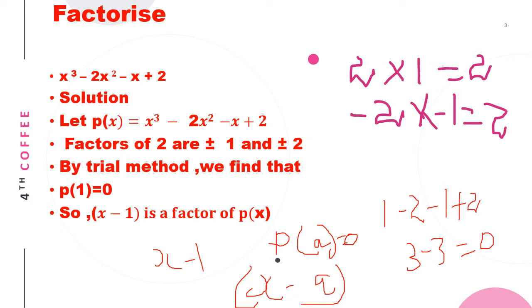So here p of 1 is 0, so we have to take x minus 1. Then only we will get x is equal to 1, which is p of 1. To get x is equal to 1, we have to put x minus 1 is equal to 0. This is the factor theorem. So one of the factors is x minus 1.